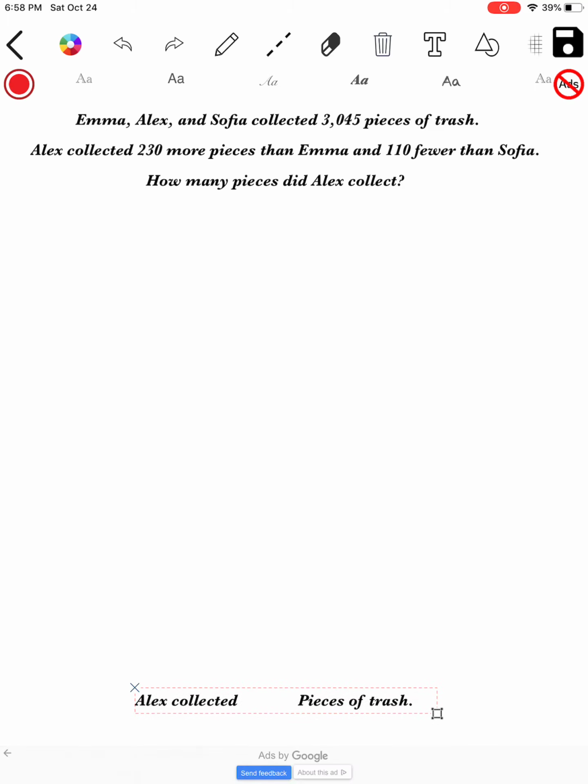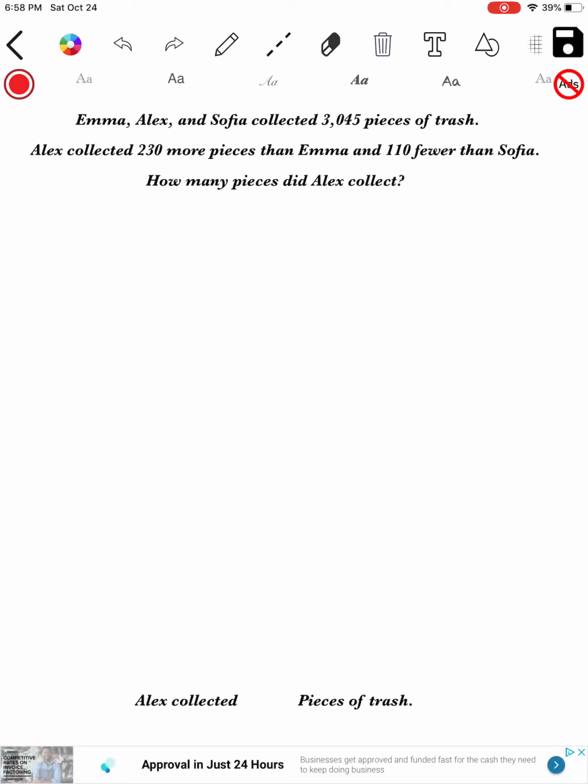And here we go. The next thing that we do is we go back and we reread the problem and we stop when we can draw something. So for instance, we go back to the top part and it says Emma, Alex, and Sophia collected 3,045 pieces of trash. We know that there are 3 people collecting bits of trash. That's important enough that we can go ahead and draw.